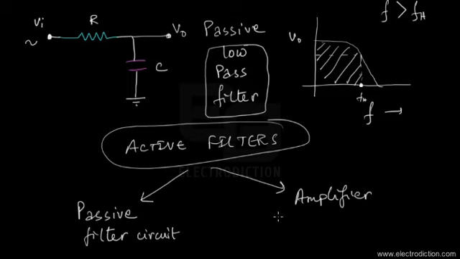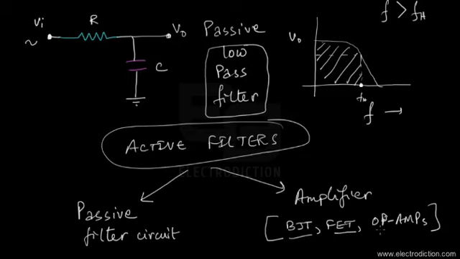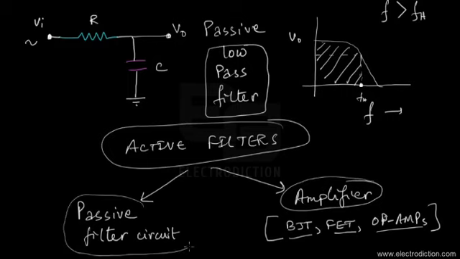The devices that can function as an amplifying device or an amplifier are BJTs, then you can have FETs, and also you can have op-amps, that's operational amplifiers. These kinds of devices are used in an active filter circuit to function as an amplifier, while we have a passive filter circuit that does the filtering. Whenever you combine both of them into a particular circuit, you have an active filter, right?